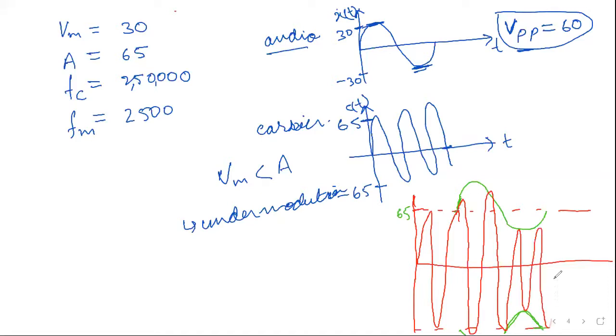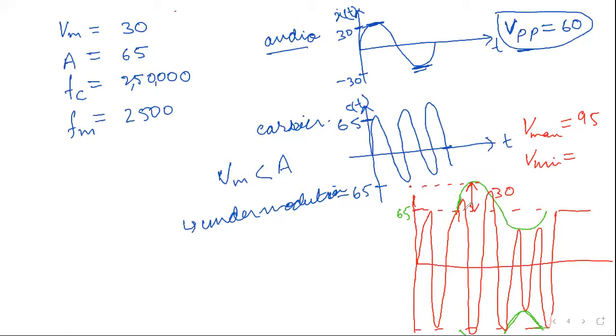Now what are the values? Up to this much. What is this? This is 30. So what is the value of Vmax here? It should be 65 plus 30, that is 95. And what should be the value of Vmin? 35. It should be 35.